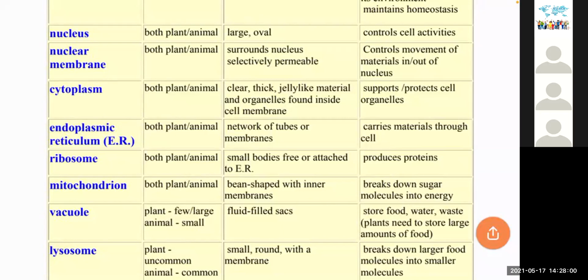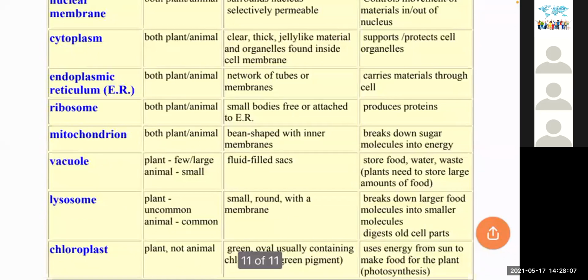So we proceed, we talk about the vacuole. Vacuoles are found in plants, few but large. In animals, the vacuoles are small, sometimes even absent. But in plants, they are few but large, almost filling up the entire space of the cell. Their description is that they are fluid-filled sacs. And their function is that they store food. Remember I mentioned they store food, water, waste.